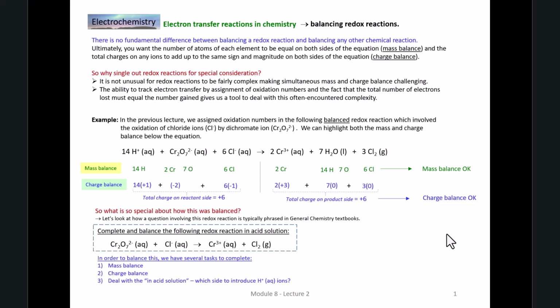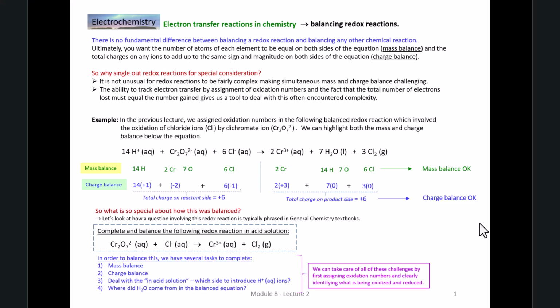We're assuming that we're going to have to introduce hydrogen ions somewhere because they are in the final equation, but they're not given in the question. And the other thing to ask is, where did H2O come from in the balanced equation? Because it certainly doesn't show up in the question. Well, we can take care of all these challenges by first assigning oxidation numbers, which we said in the previous lecture was important, and then clearly identifying what is being oxidized and what's being reduced.